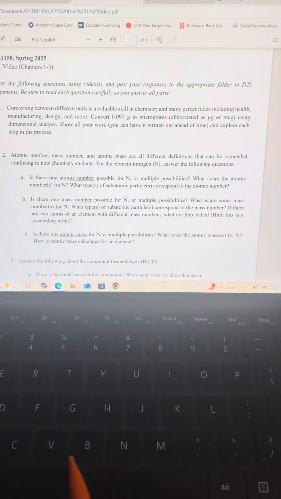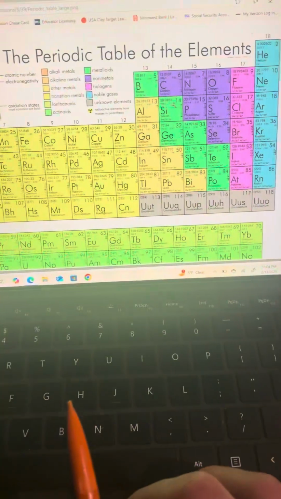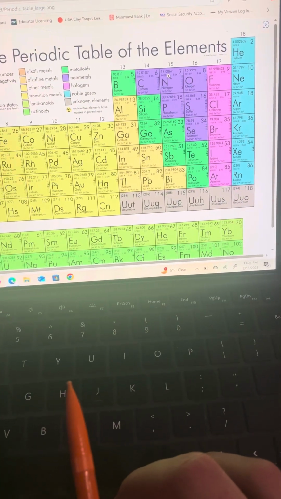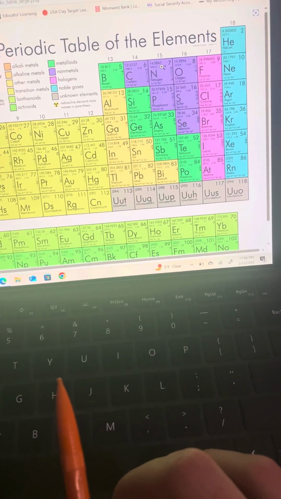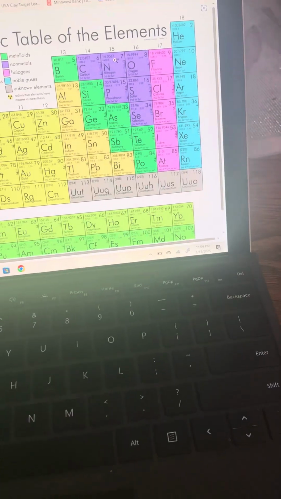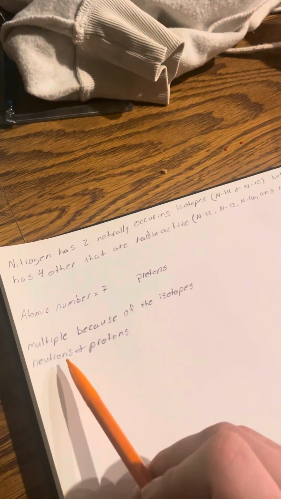So instead of 14.0067, it will become 15 point something, including the neutrons. And that is the difference between mass number and the atomic mass.